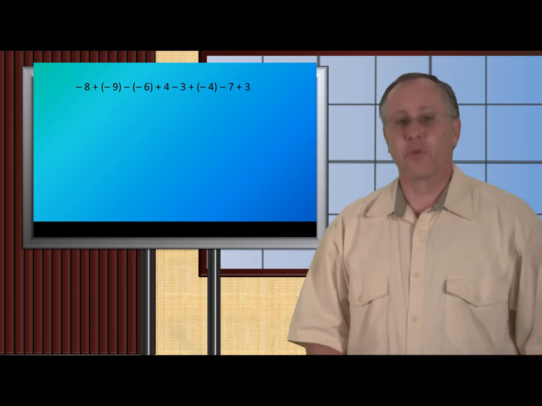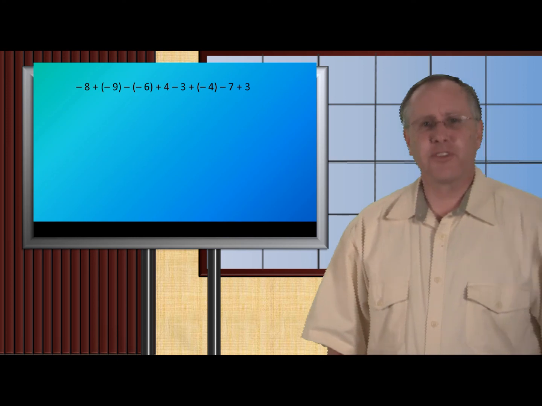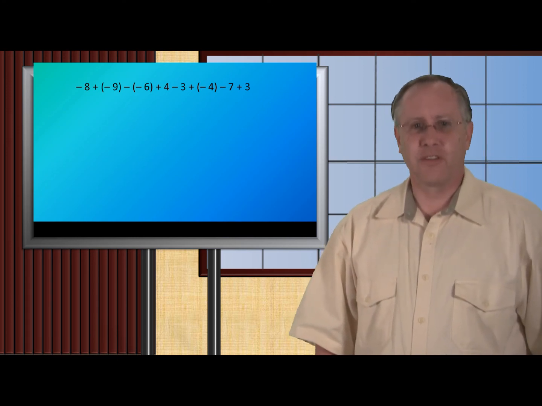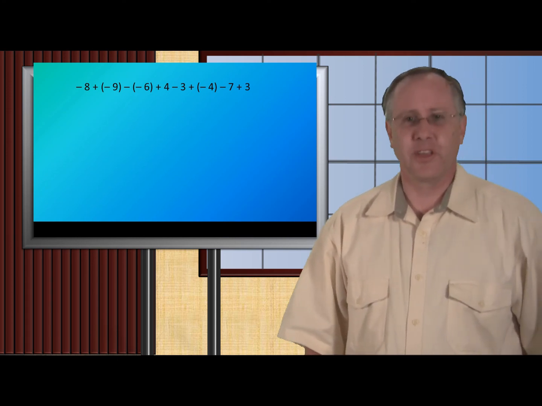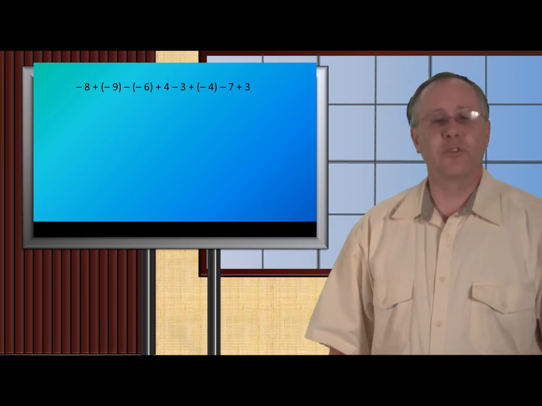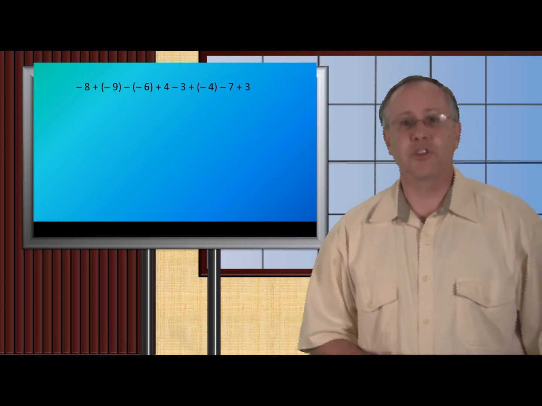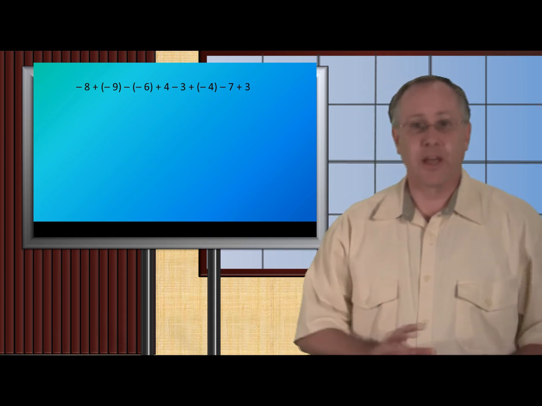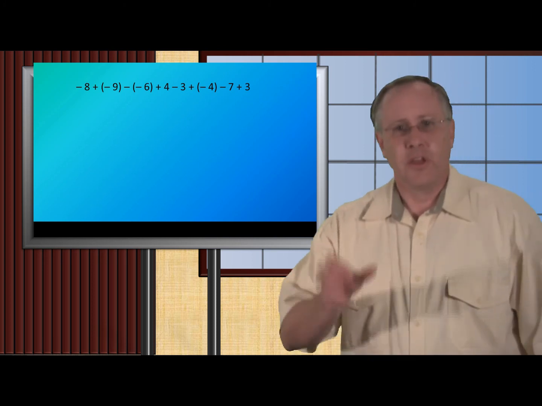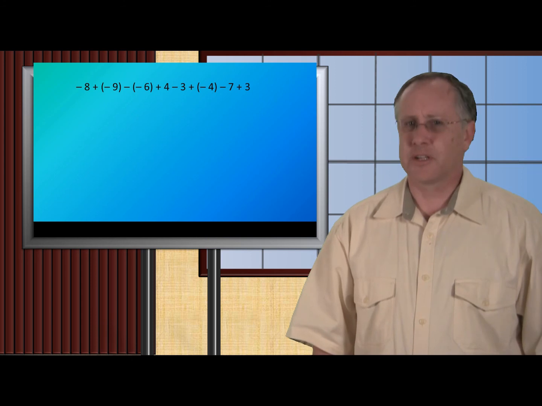Okay, here's one worthy of your skills. -8 plus -9 minus -6 plus 4 minus 3 plus -4 minus 7 plus 3. Okay, size here, not an issue. We do the same 3 steps. First, identify the sign of each number. Then we're going to add the positives, add the negatives, do the subtraction, and figure out what the sign of the answer is. That's the game.